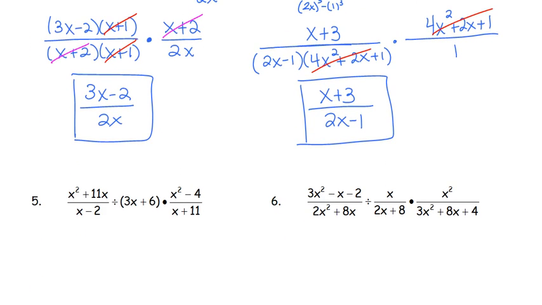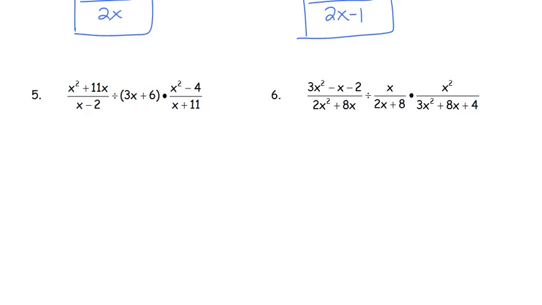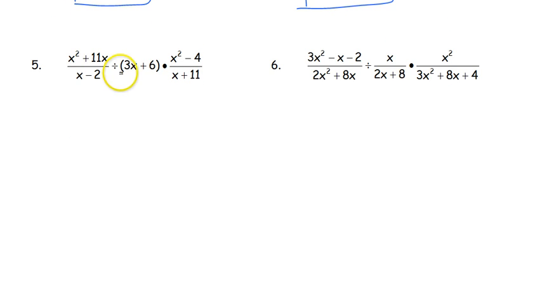Okay. We only have 2 problems left. Both of these problems have 3 pieces. Remember, when we're dividing, we multiply by the reciprocal. So instead of dividing by 3x plus 6, we're going to multiply by 1 over 3x plus 6. Instead of dividing here, we're going to multiply by 2x plus 8. What I want you to do is press pause and try these last 2 problems on your own. Make sure that you're factoring completely in each of those problems. Alright, so go ahead and press pause.